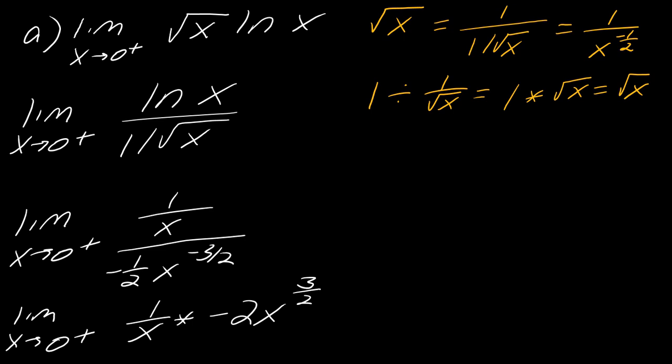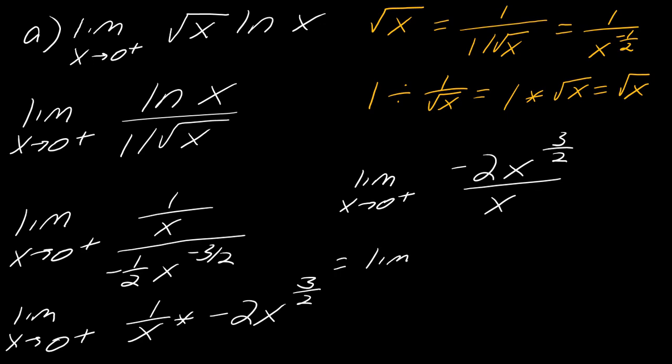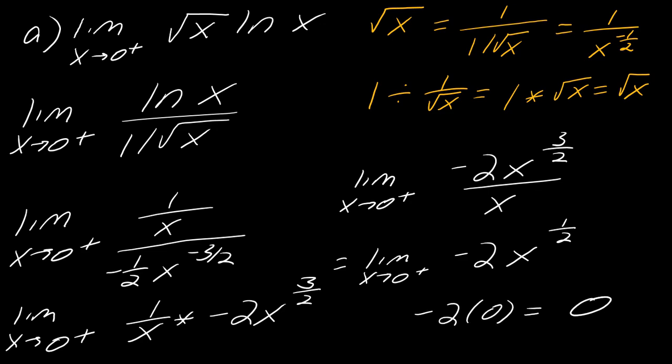So this is going to be, let's see, I better write it up here. The limit as x approaches 0 on the right. So now I've got negative 2x to the 3/2 over x. So this is going to equal the limit as x approaches 0 on the right of negative 2x, well, really just to the 1/2. And so now this is a limit that I can evaluate. This is just going to be negative 2 times 0. So the whole limit will just equal 0. And so that's it for that one.